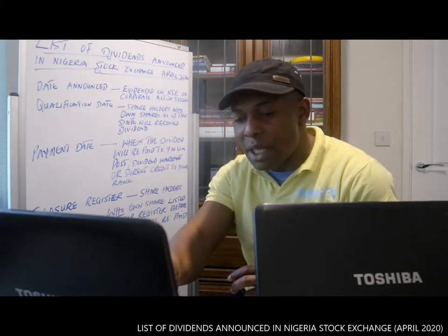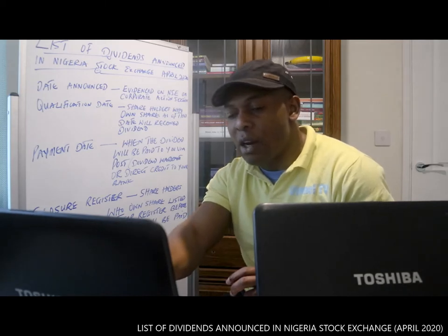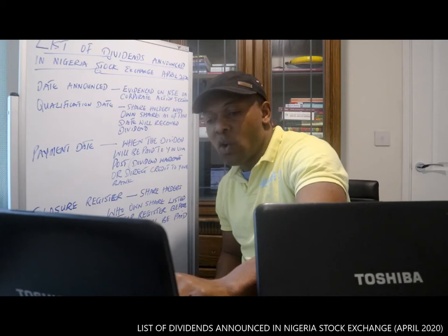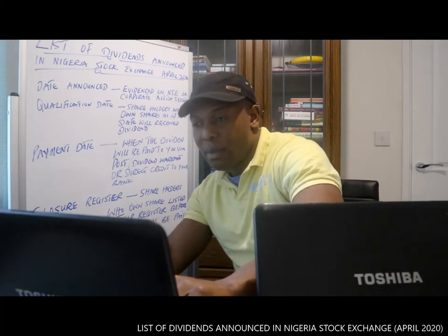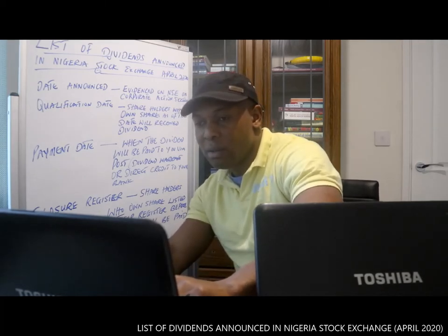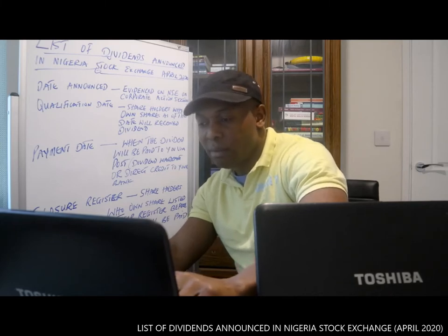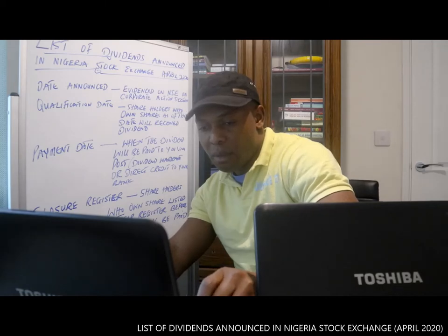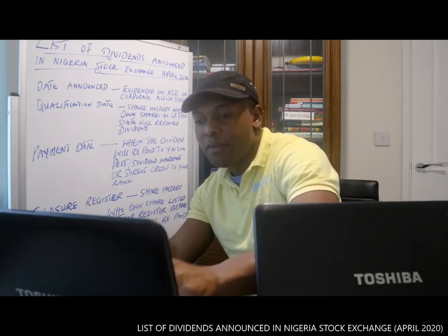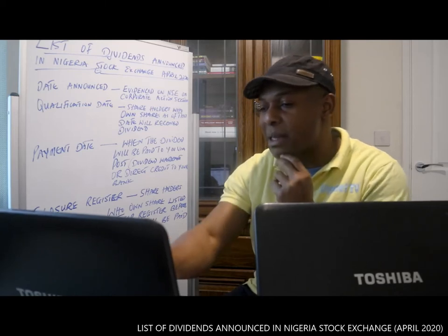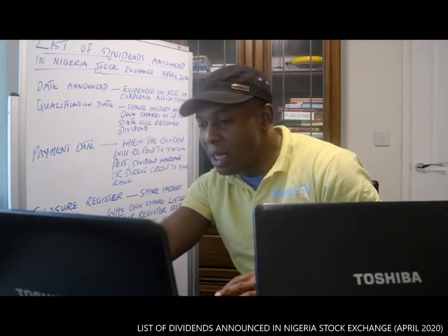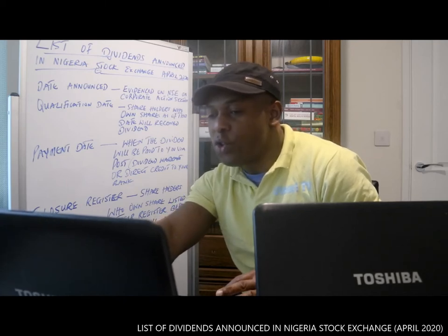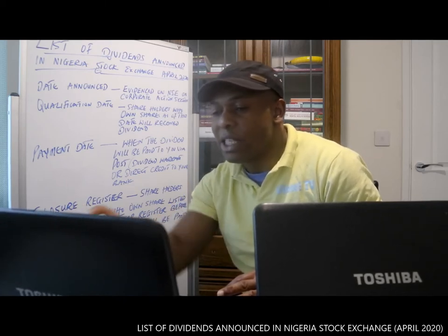Stanbic IBTC Holdings declared 2 naira on the 5th of March. Okay, then qualification closure. The qualification date is closure of register. Closure of the register is 19 to 26 March. Okay, qualification date is 18th March. The date for the annual general meeting is 17th June. Then the payment date is 18th June.